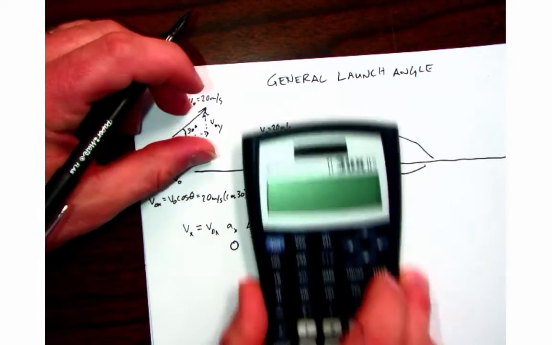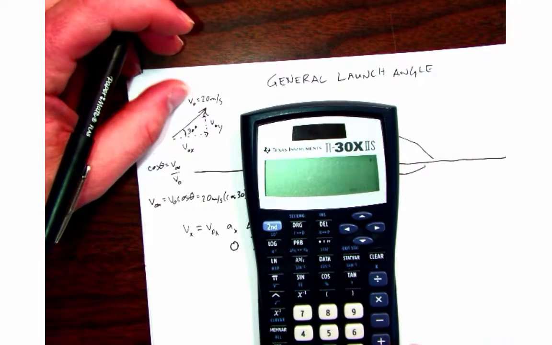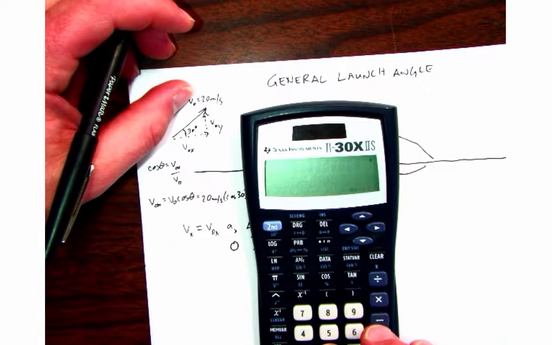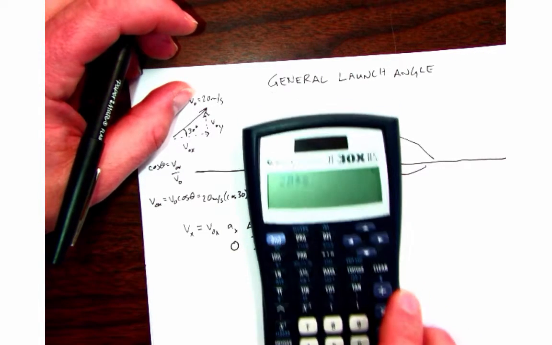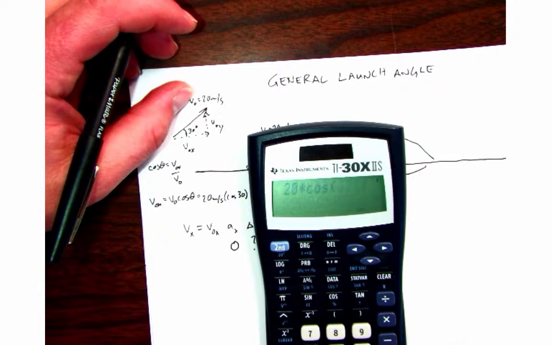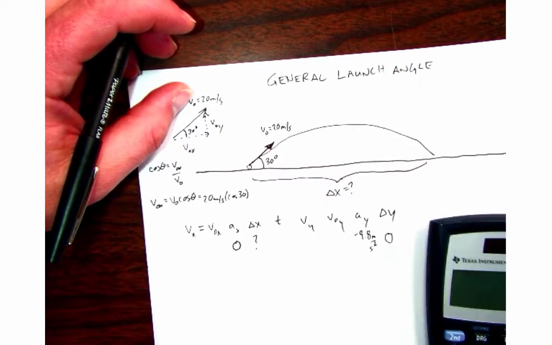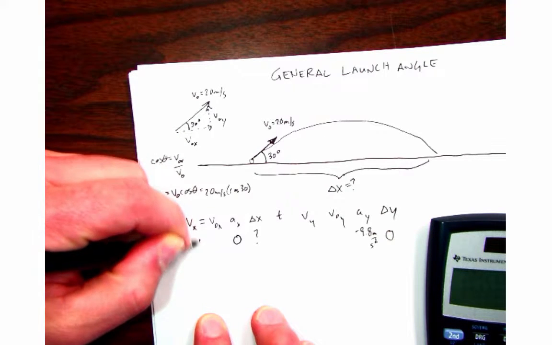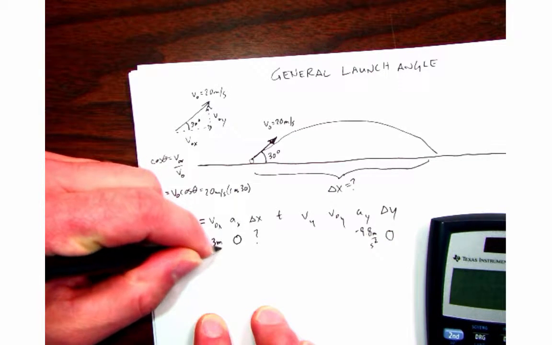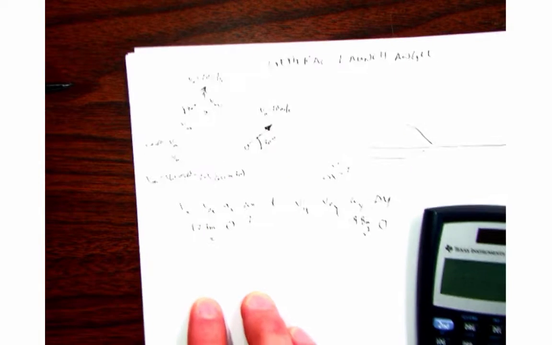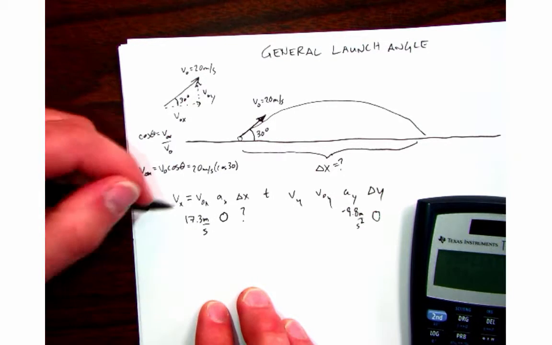So I take my calculator and I go 20 times cosine of 30. I get 17.3. So my initial x velocity is 17.3 meters per second. That's also the same as my final x velocity.